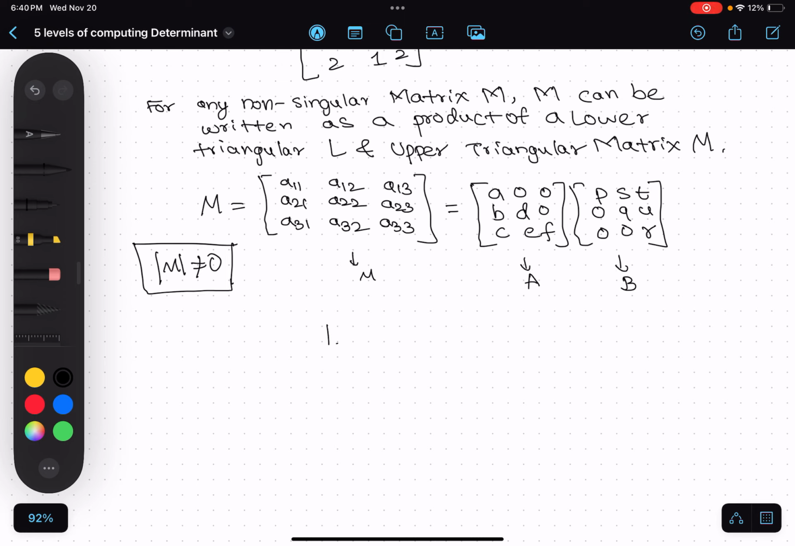Now, if I want to find the determinant of M, since M is A times B, I can break it into two parts. The determinant of the first triangular matrix is just A times D times F, and the second is just P times Q times R. So finding the determinant of M becomes easier, because for upper and lower triangular matrices, the determinant is just the product of the diagonal elements. If you can make this breakdown, finding the determinant becomes so much easier. So this is how this is helpful.